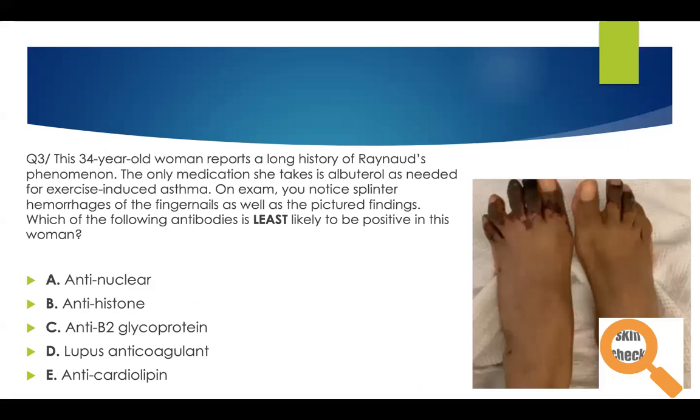Okay. Question three. This is a 34 year old woman reporting a long history of Raynaud phenomenon. The only medication she takes is allopurinol, as needed for exercise-induced asthma. On exam, you notice a splinter hemorrhage on the fingernail as well as the pictured finding. Which of the following antibodies is least likely to be positive in this woman? Least likely. And we get answer B. Yes, that is correct. It's antihistone.